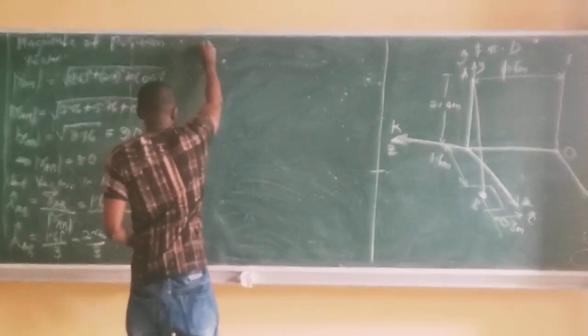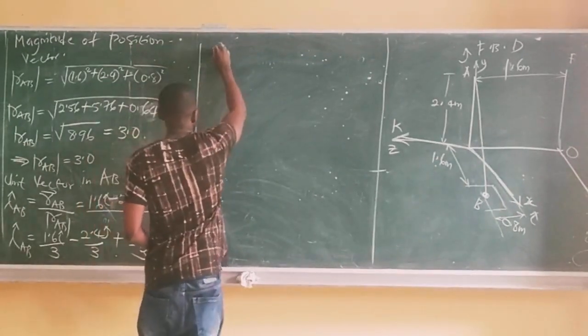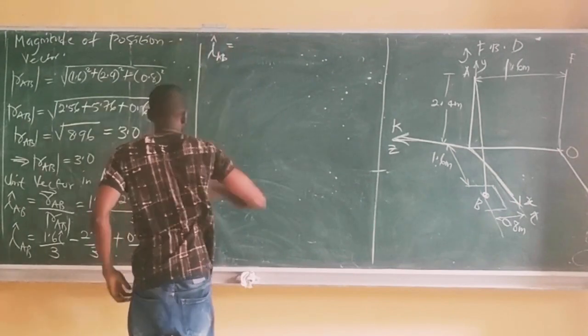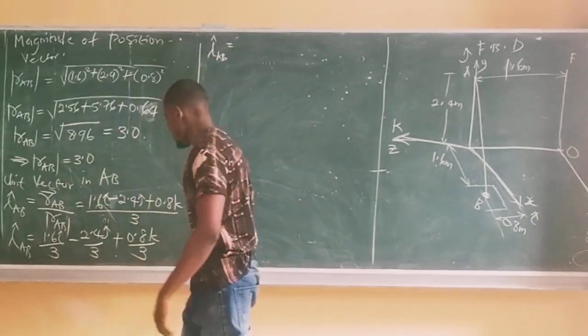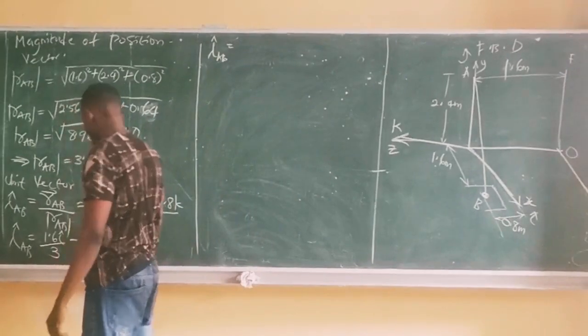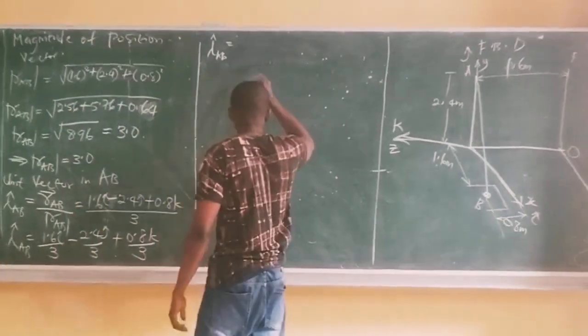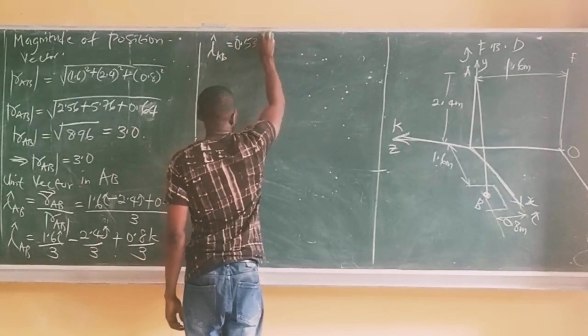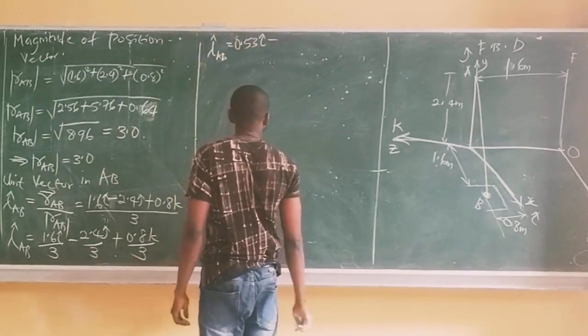Therefore, the unit vector in cable AB is equal to 1.6 divided by 3, which is 0.5333, so 0.53i, minus 2.4 divided by 3.